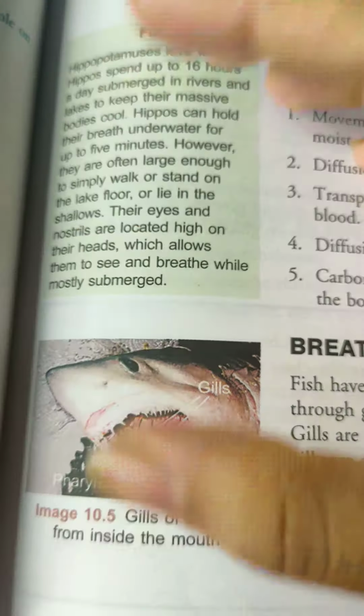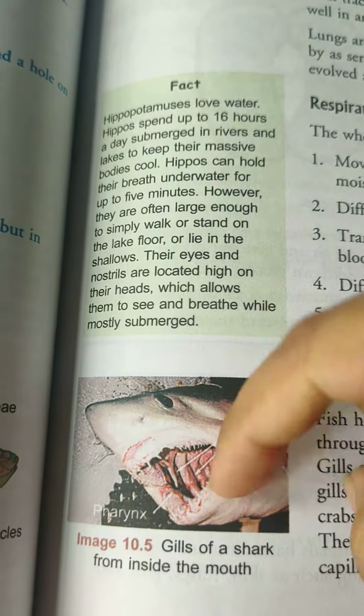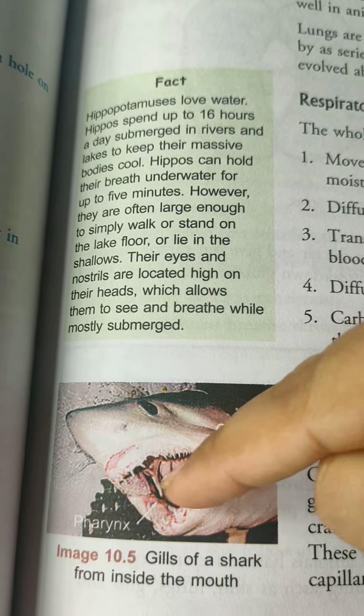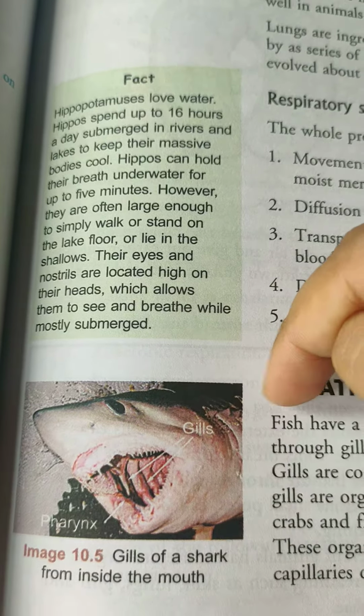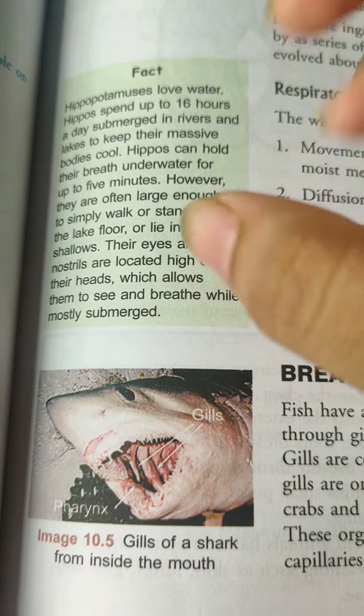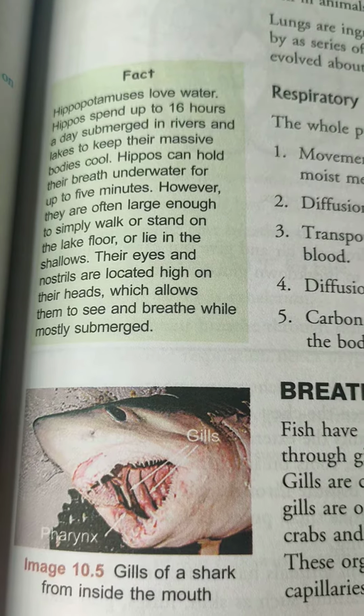And then what they will do, the fish will take in water, and that water will be absorbed in the gills. From that water they take in oxygen, and then again they release water. We see fish releasing water in the form of bubbles, right?